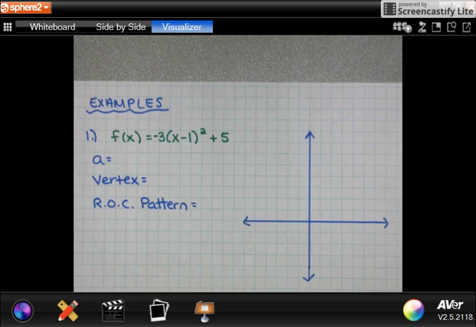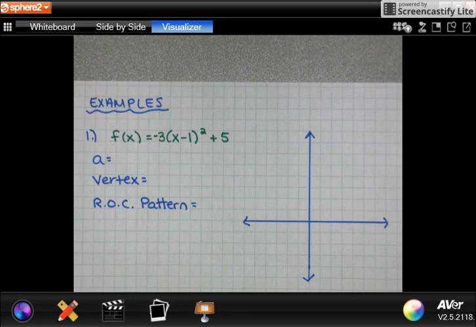Welcome back, everybody. I want to go over just two examples of graphing a quadratic function from vertex form. I want to show you what I want you to record, and I'm going to give you one example to try on your own and bring to class tomorrow.